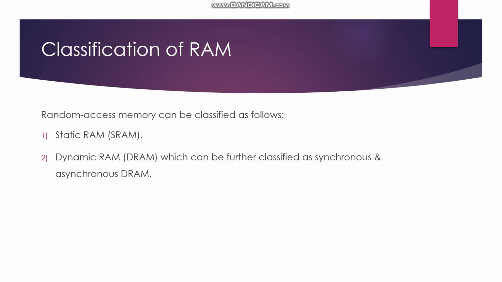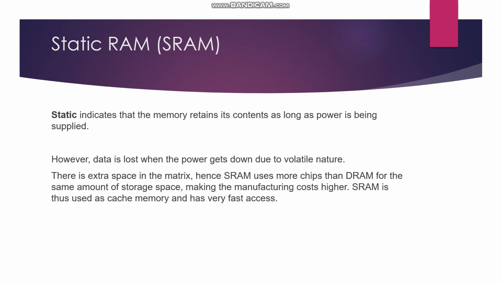Let us know what the classification of RAM is. Random access memory can be classified as follows: static RAM and dynamic RAM. Static RAM is called SRAM and dynamic RAM is known as DRAM, which can be further classified into synchronous and asynchronous RAM.